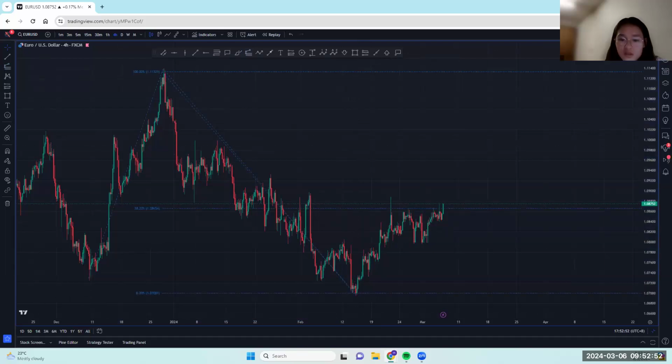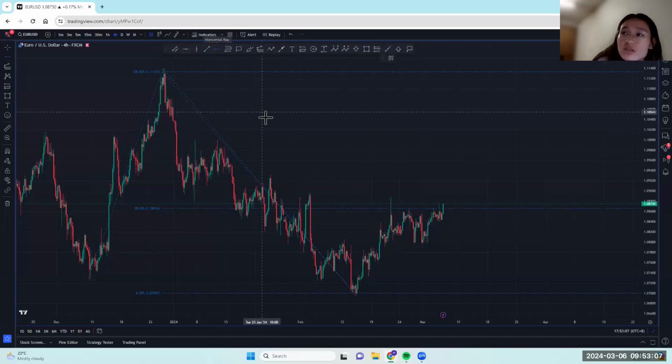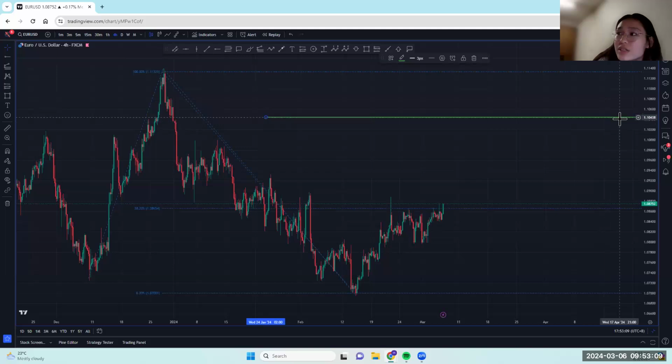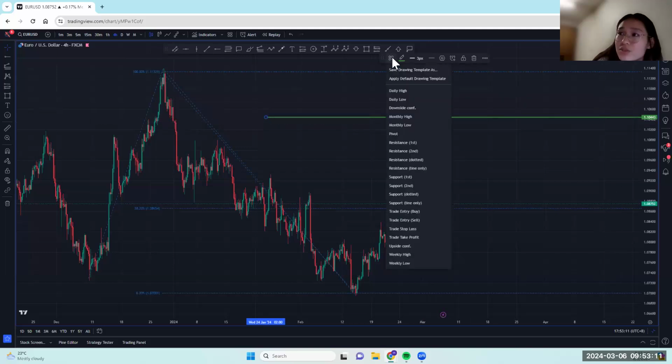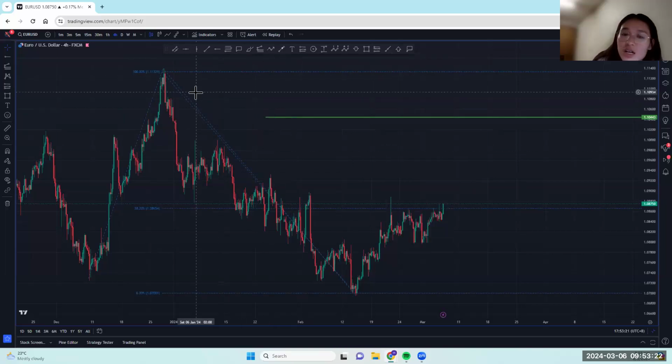Oh, so for your support and resistance levels, I just basically use this tab here, this moving tab, which has these horizontal rays. And when you click on it, it's actually blank, but they do give you the option over here on this icon to choose whether, what you want to label it as.